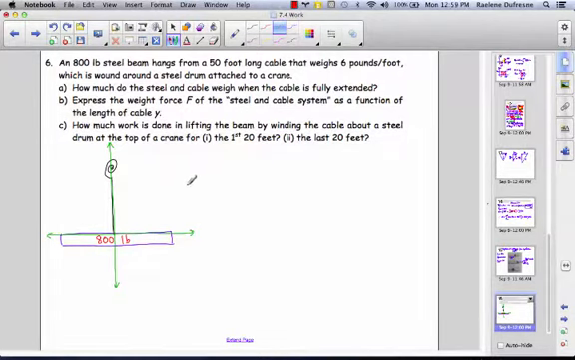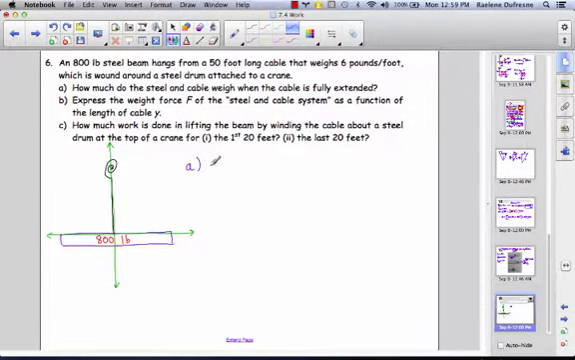In part A, it asks, how much do the steel and cable weigh when the cable is fully extended? So in part A, we need to know how long the cable is when it is fully extended, and how much the weight of that is. And we need to know the weight of the beam. Does the beam's weight change at different heights as it is lifted up by the crane and the cable? No, the beam will always be 800 pounds.